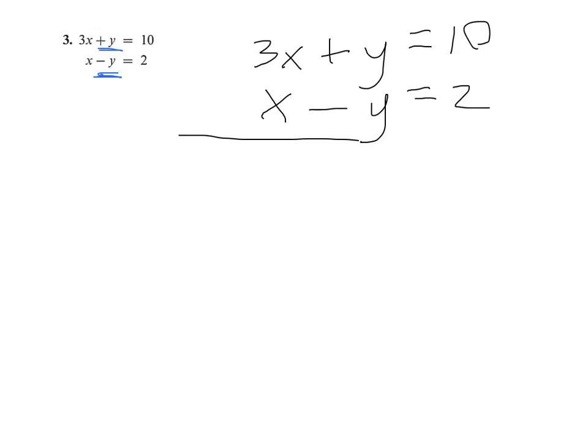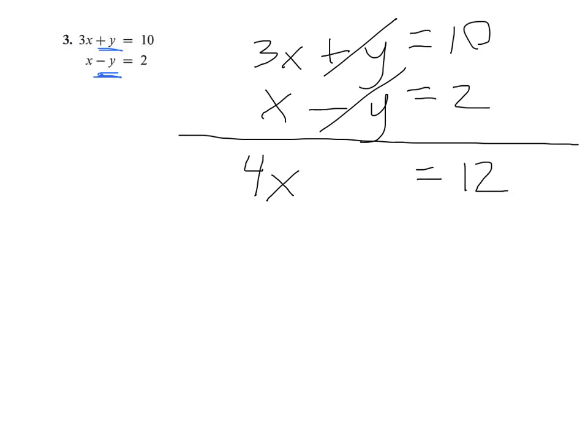So if we add these together, on the right here we get 10 plus 2 is 12. Okay, on the left, 3x plus x is 4x. Plus y plus -y cancels out, so we get 4x equals 12. Divide both sides by 4, and we get x equals 3. So it's a really nice way. Again, we've only got half of our answer right now. Okay, but it's a really nice way to get what x is equal to really easily.